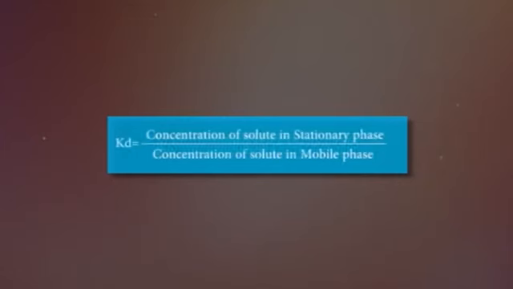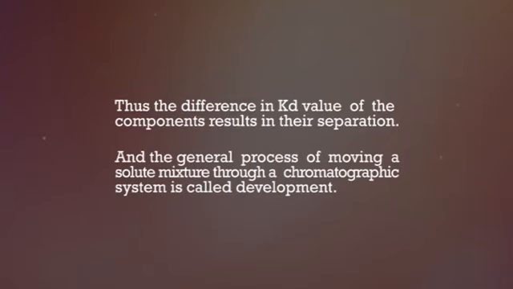Now, the distribution or partition coefficient, also known as Kd, describes the way an analyte distributes between the two immiscible phases. We have Kd is equal to the concentration of solute in the stationary phase divided by the concentration of solute in the mobile phase. Thus, the differences in the Kd value of the components result in their separation, and the general process of moving a solute mixture through a chromatographic system is called development.